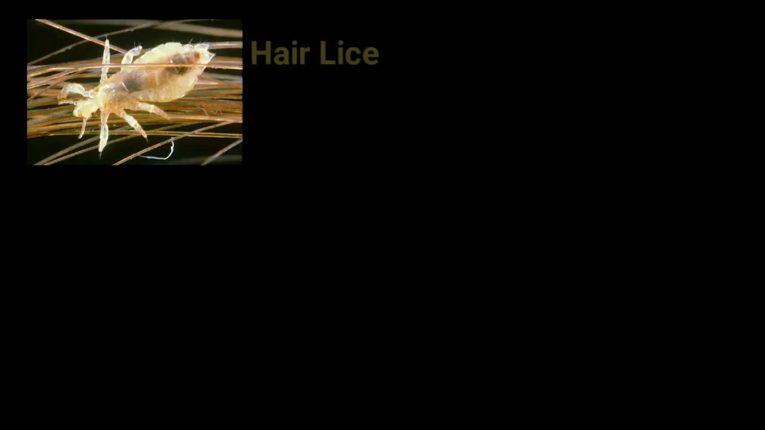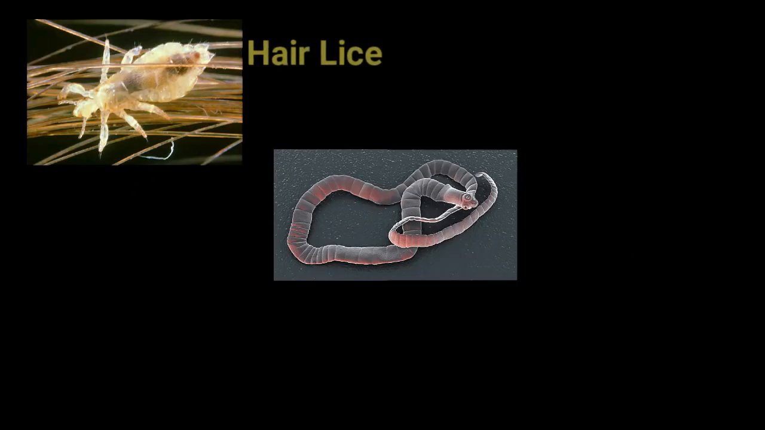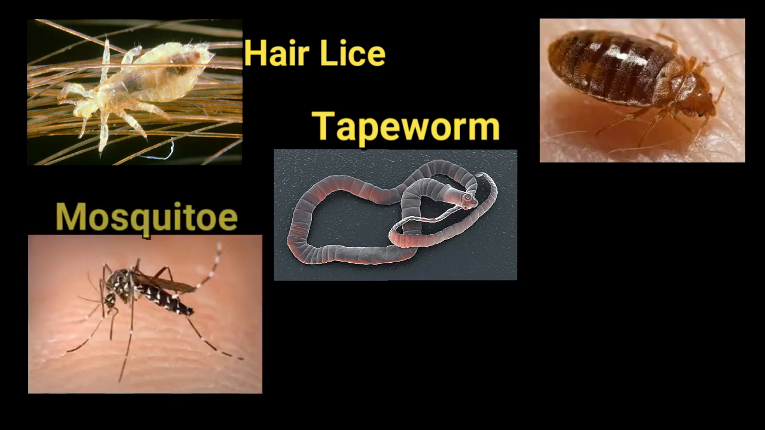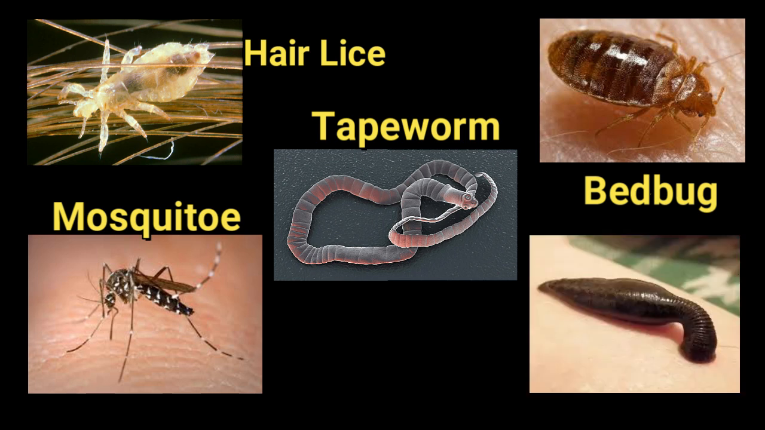One was lice, and second was the worms which are found inside the humans, like tapeworm. In your book there are other examples also. For example, they talk of mosquitoes. Mosquitoes are also parasites. Bed bugs, जिसको हम खटमल भी बोलते हैं, that is again a parasite. And leeches, जिसको हिंदी में जोंक बोलते हैं, ये भी एक animal parasite है.